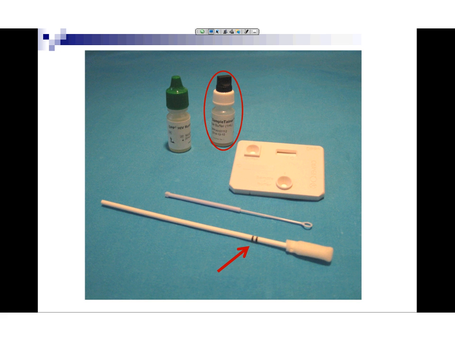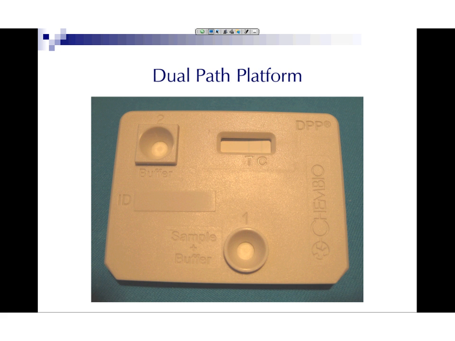The dual path platform works somewhat differently than the other tests in that you put the specimen in the first little well down at the bottom. It migrates upwards across the test strip, and then you put the buffer or the developer solution in the second well after those little blue lines disappear. I'm hoping you can see them on the slide. And it migrates across the strip the same way as the lateral flow tests.